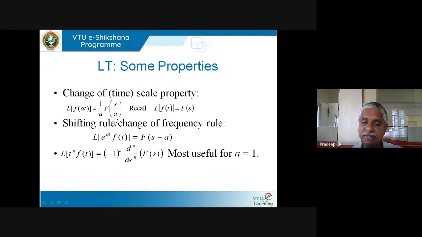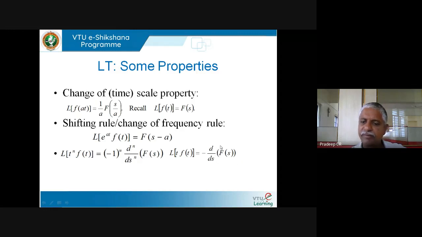That is the formula which is given here, and this is most useful when n equals 1. So when n equals 1, it looks like this. L of t f(t) is minus, many books will write it as F dash s. So don't get confused. F dash s is the same as d by ds of F of s. I have written it explicitly so that you don't get confused. So L of t f(t) is minus d by ds of F of s.